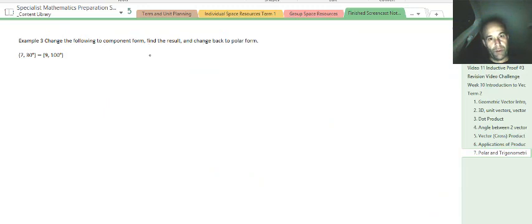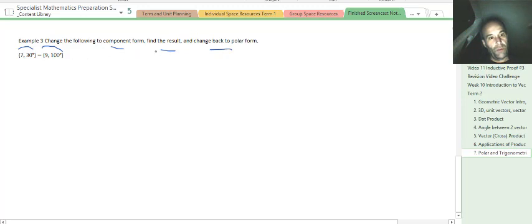Example 3, change the following to component form, find the result and change back to polar form. So we have two vectors, one minus another. So we have first vector minus the second vector. We could do this in component and Cartesian form easily. However, until you learn in math methods what's called the sine rule and the cosine rule, which is not to be confused with the sine ratio and cosine ratio, you have to take this longer-winded approach. When you learn the sine rule and the cosine rule, you'll be able to use a quicker approach than this.